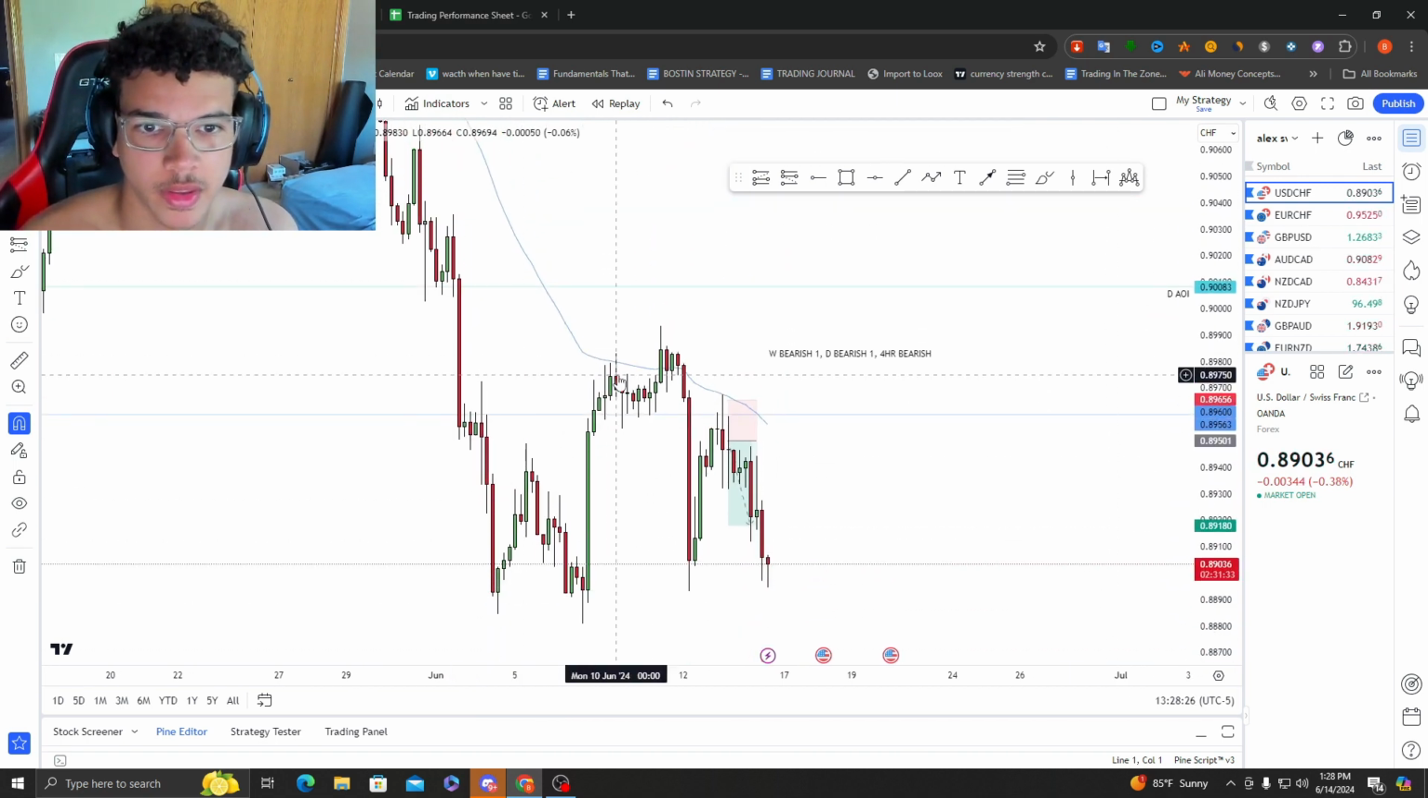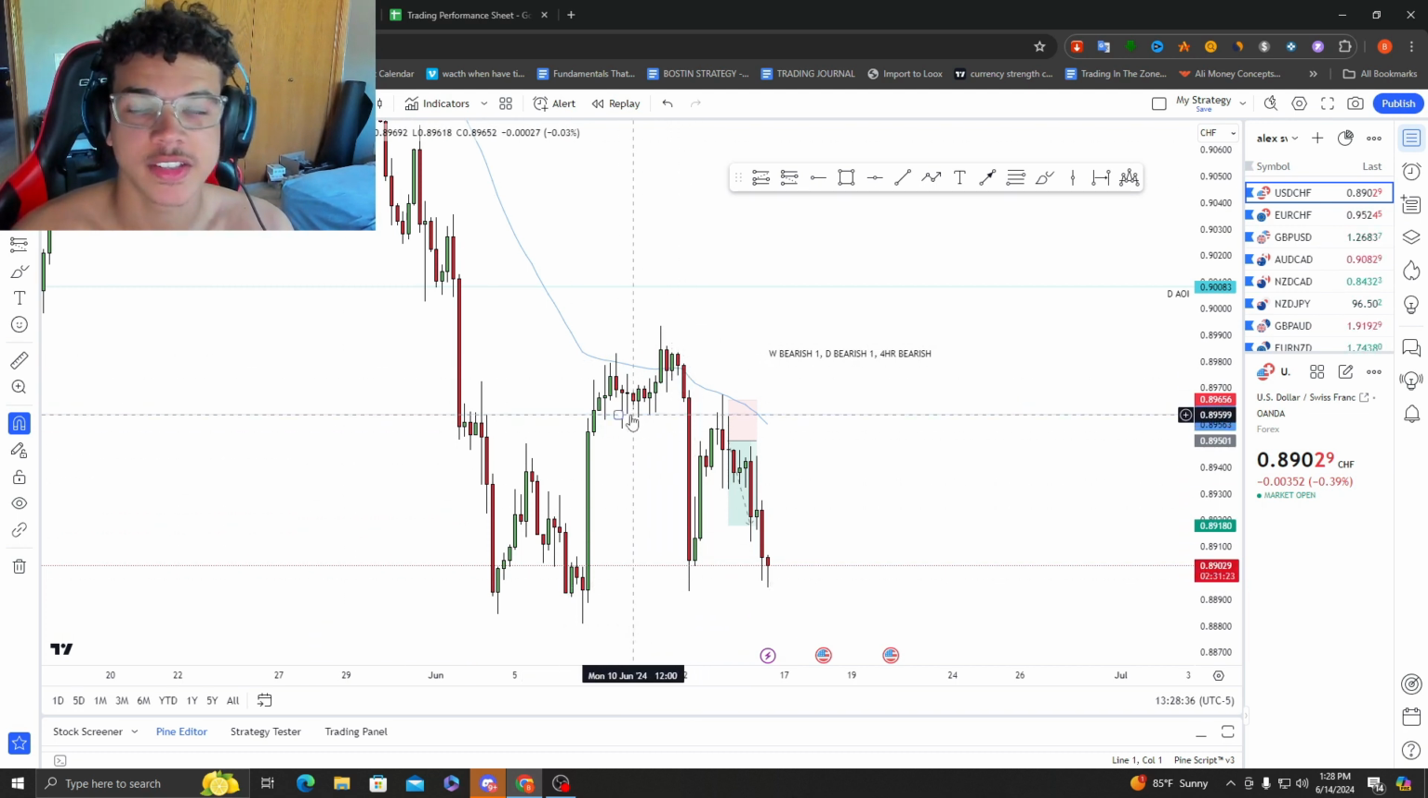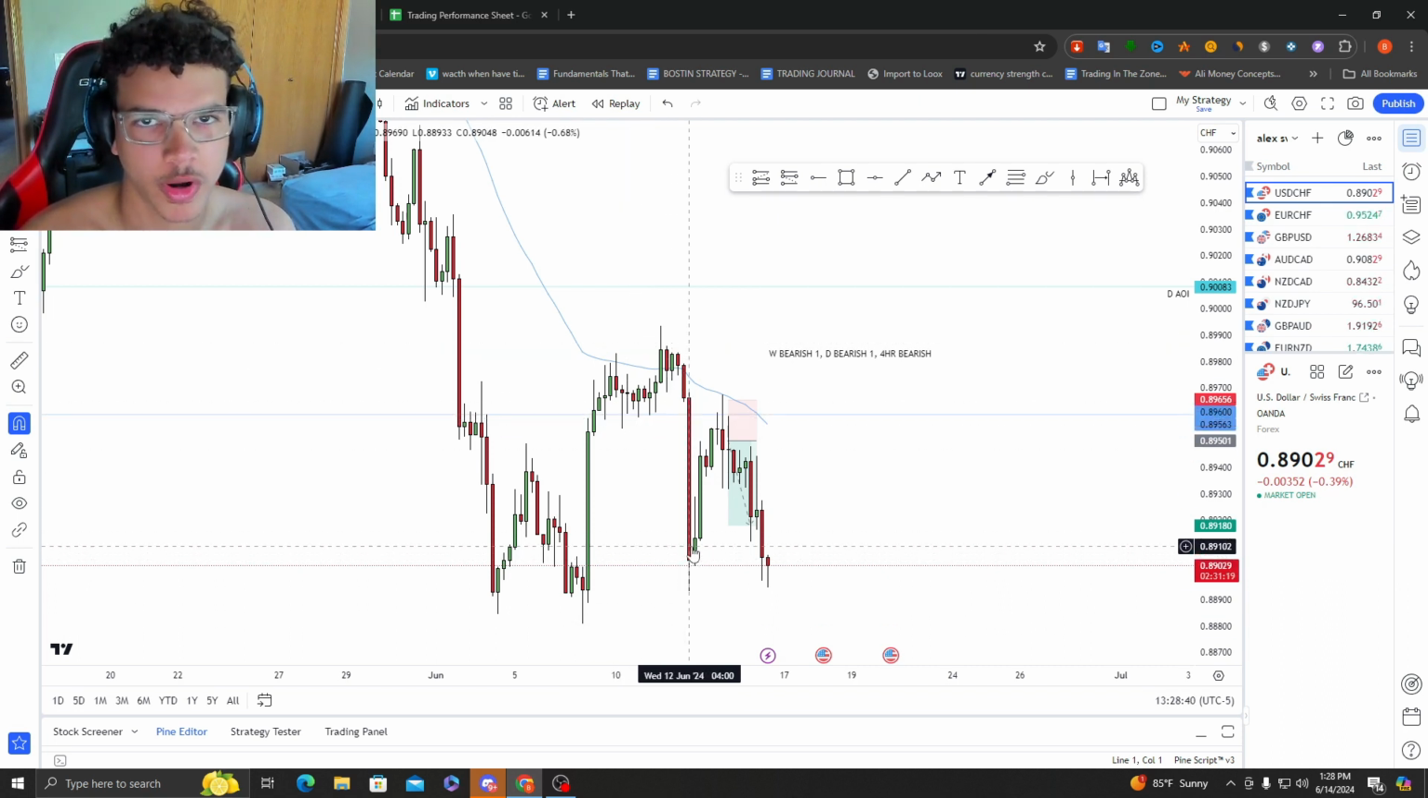High right here, low right here, broke above the high. Low is right here now, high is right there. It then broke below, so the 4-hour is now bearish. This is the retest point, the structure point of where it broke from.